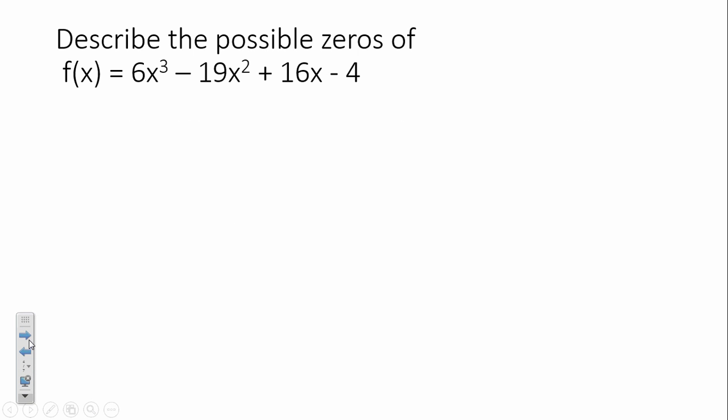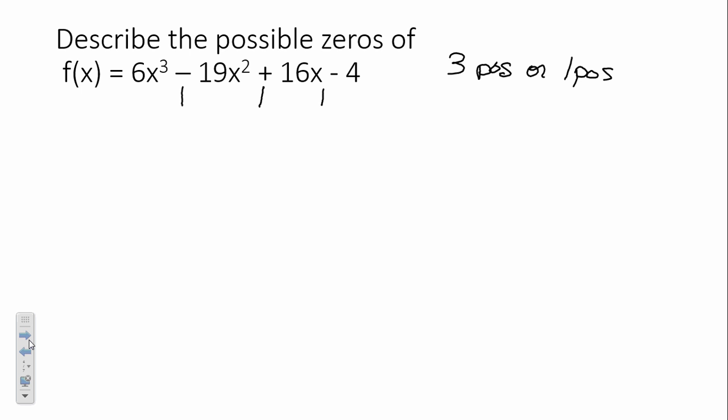So let's describe the possible zeros here. Sign changes. 1, 2, 3. So we can have 3 positive or 1 positive.